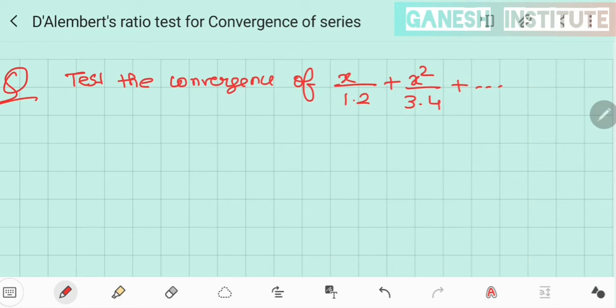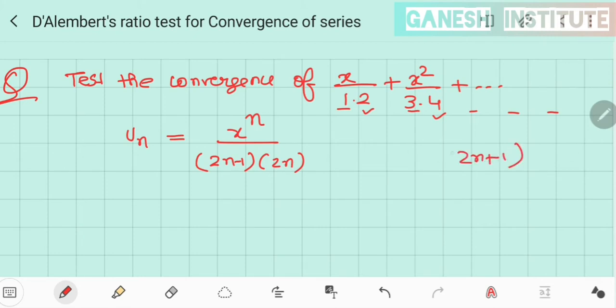Similarly, as we have been doing in the tests, you first need to find out the general term. If you see here, x square, x cube, and so on up to x raised to power n, right? And in the denominator you can see 1, 3, 5, 7, 9, that means odd terms, and here 2, 4, 6, that means even. So for odd it is 2n minus 1, and for even 2n. You can also choose 2n plus 1.